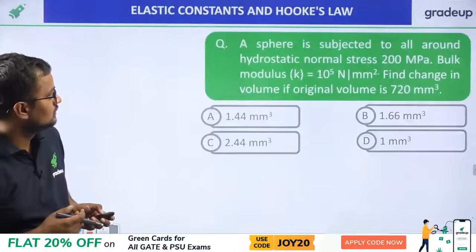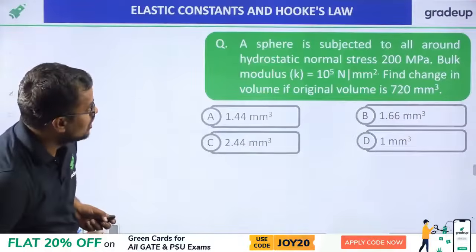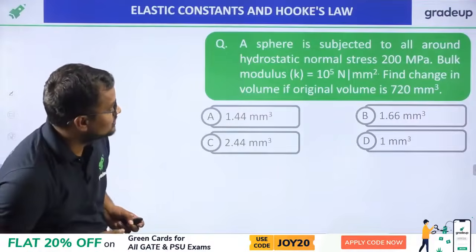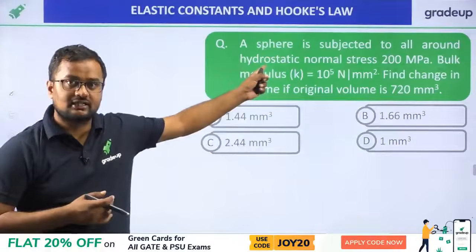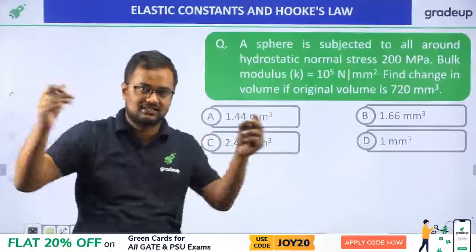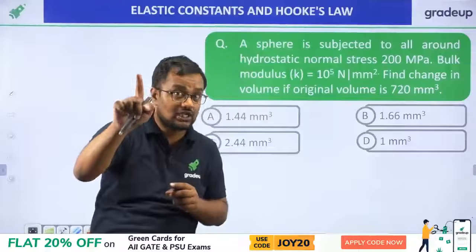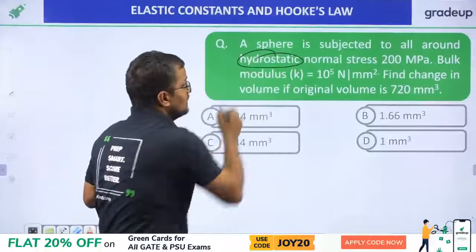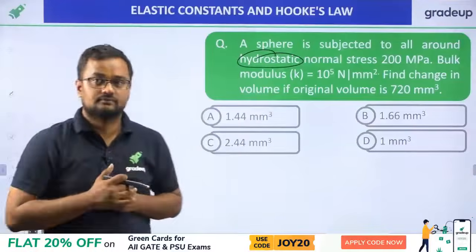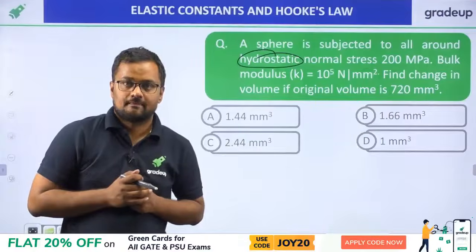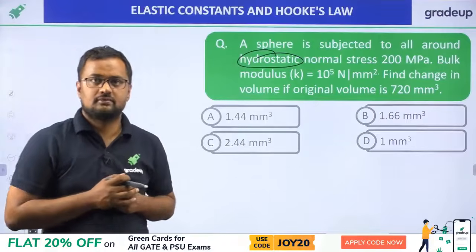Next question. A sphere is subjected to all around hydrostatic normal stress. Hydrostatic is written, so in all directions stress is the same. So we can apply that bulk modulus relation. That's why it is written hydrostatic. Find change in volume. Okay, please do this question.